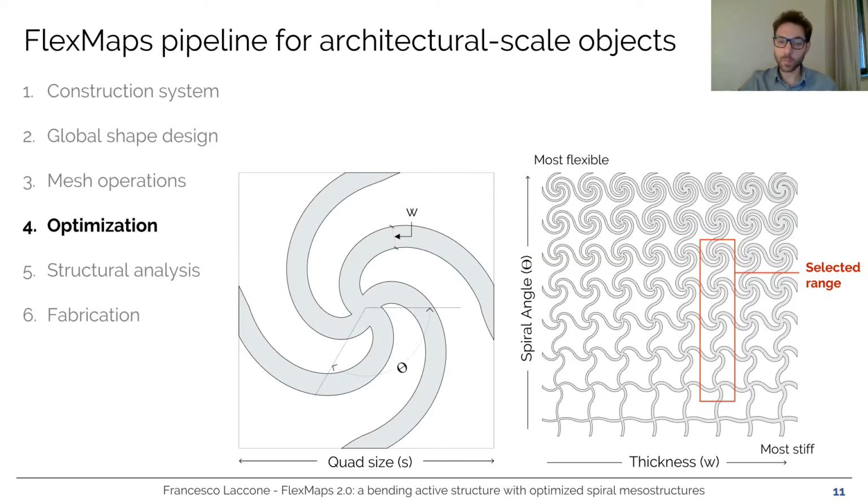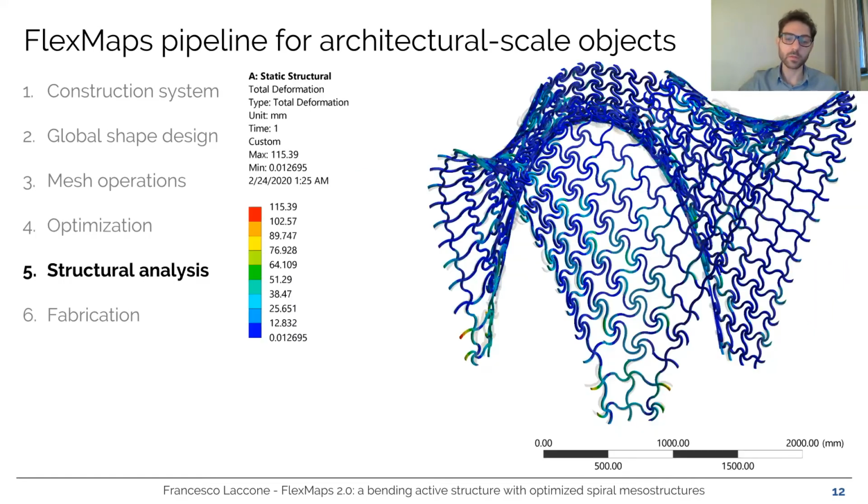But for aesthetic reasons and to avoid local weakening, in this case we force the algorithm to stay within a restricted design space, which is of a constant width of 15 millimeters and a twist range between 40 and 180 degrees. So in the end, each spiral has a variable arm length, but a constant cross-section of 15 by 15 millimeters.